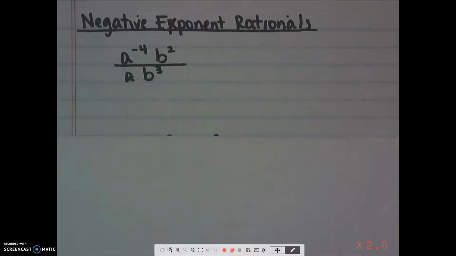Today we're going to talk about negative exponent rationals. So let's take a look here. We have a to the negative fourth b to the second divided by a b to the third. So this is things that we saw in the past, all right?